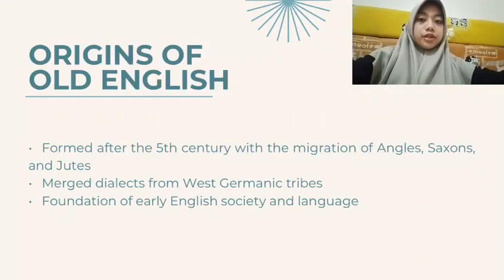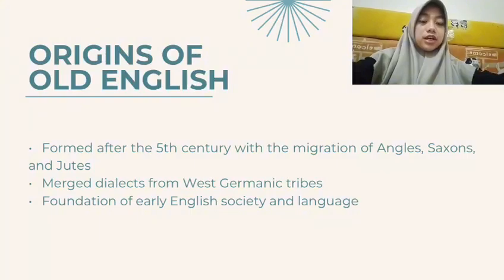We will move to the next slide. It's about the origins of Old English. Old English began forming after the migration of the Angles, Saxons, and Jutes in the 5th and 6th centuries. These tribes brought different dialects of West Germanic language, which then merged into early English. This migration laid the foundation for English as we know it today.